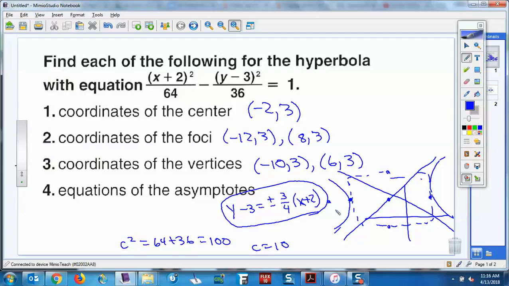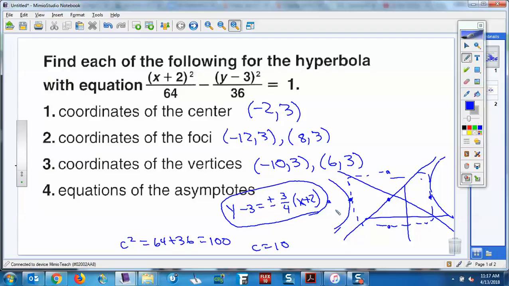The reason they don't use major is that, remember, A might be smaller than B when it's a hyperbola, right? So in an ellipse, A is always bigger, so major axis, minor axis. On a hyperbola, they call it the transverse axis. And then the other one, the one with the B, is the conjugate axis. Okay, those are the terms they use.